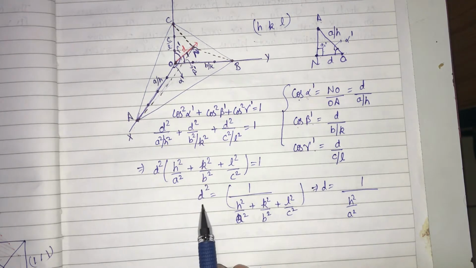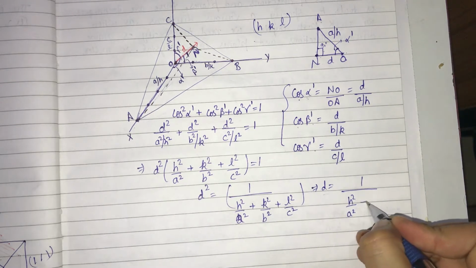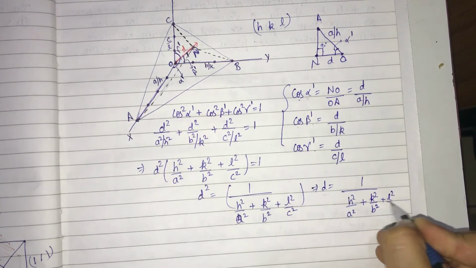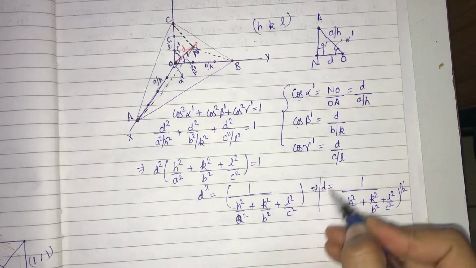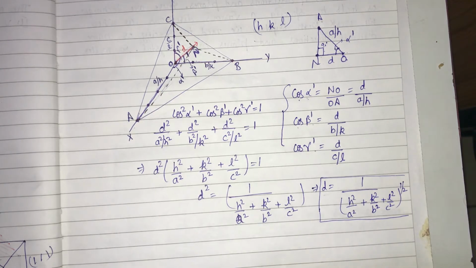So we had calculated that 1 over d square is equal to h square over a square plus k square over b square plus l square over c square. So this d will be equal to 1 over h square over a square plus k square over b square plus l square over c square, power 1 by 2. So this is the interplanar spacing between the adjacent planes of a set of parallel planes. So how can we find this interplanar spacing?